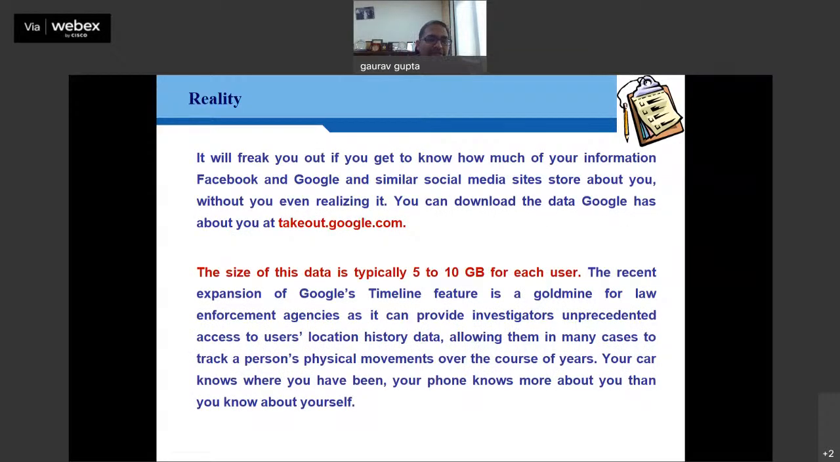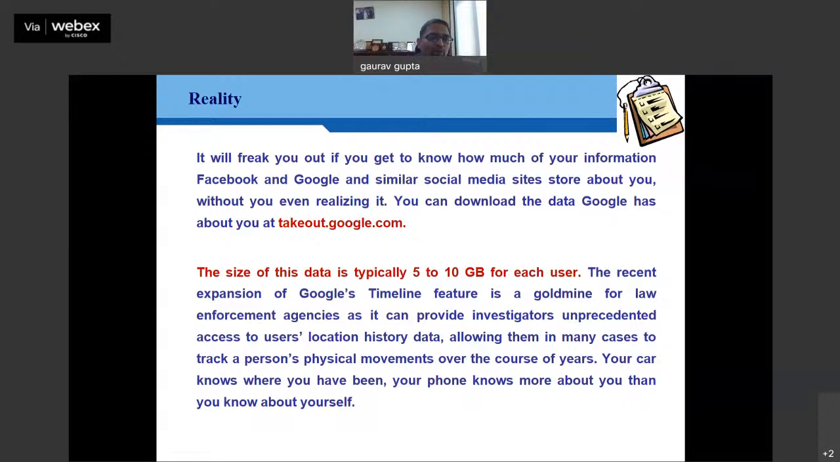If you go to this website, which is takeout.google.com, after logging into your Gmail account, you will be surprised. It typically contains 5 to 10 GB of data per user. You can request to download your own data from takeout.google.com, and it will contain everything about you: GPS data, timelines, metadata, photos, emails, and the searches which you have done. All this information is very, very important and sensitive.